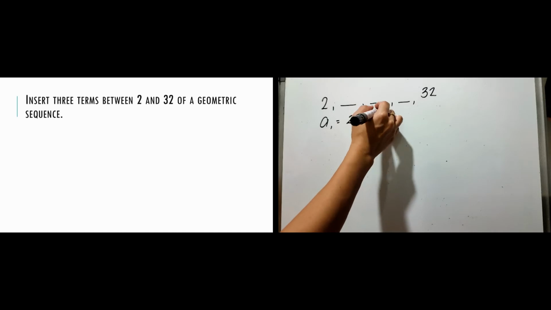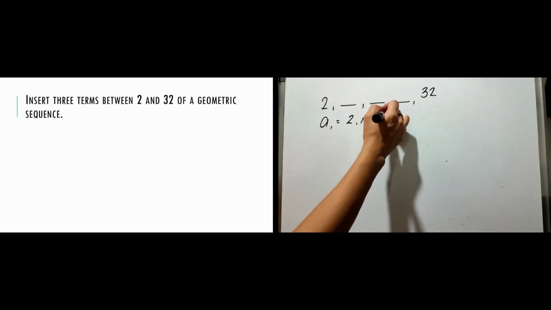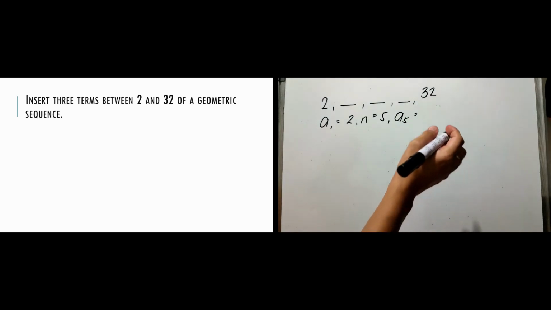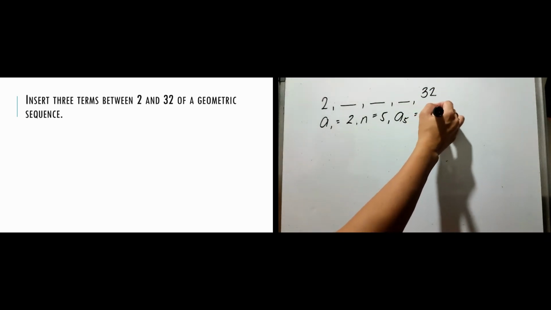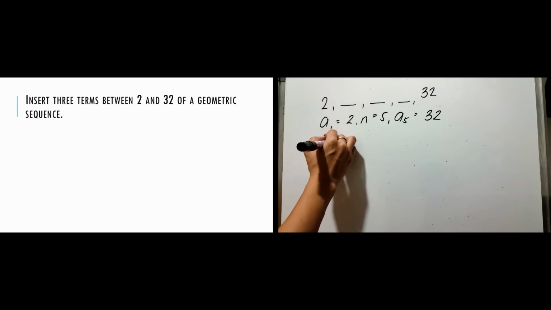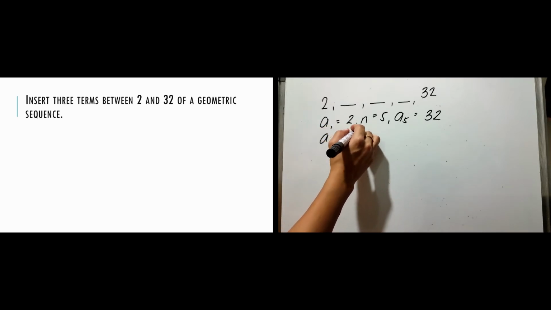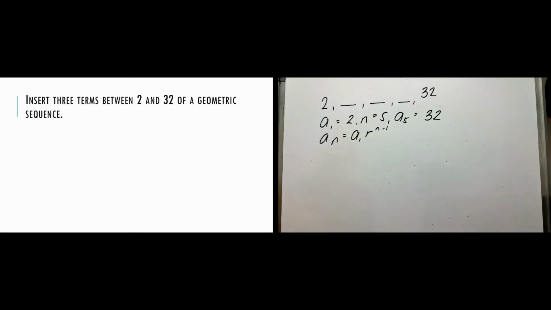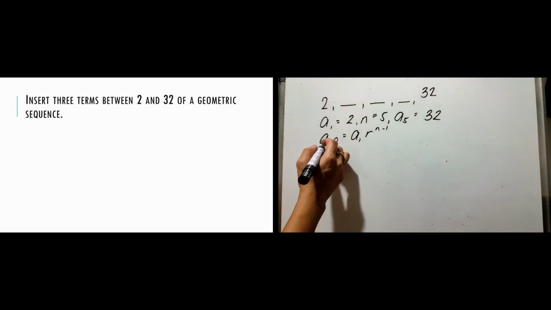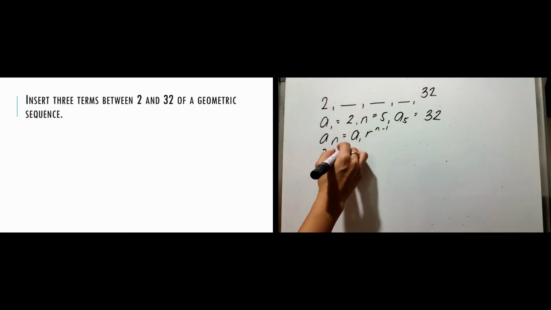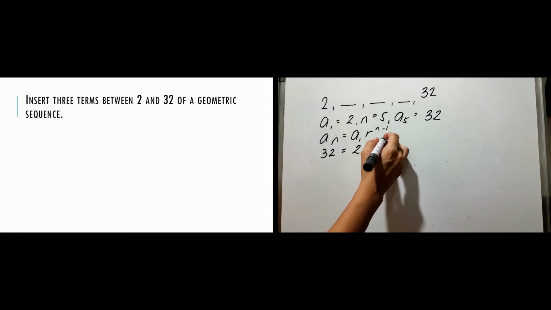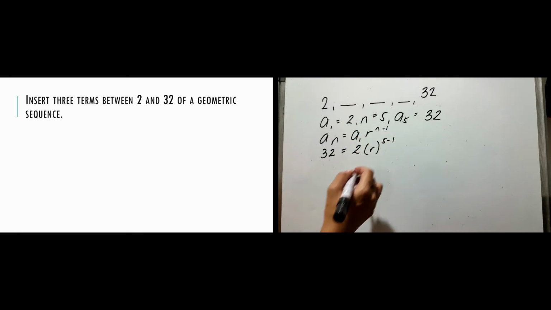How many terms do we have? 1, 2, 3, 4, 5. So, we have 5. The last term, which is the 5th term, or a sub 5, is 32. And then, we're going to use the formula. The nth term is equal to the first term times the common ratio raised to the number of terms minus 1. And then, we're going to substitute with the given. So, we have 32 equals 2 times the common ratio that we don't know, raised to 5 minus 1.